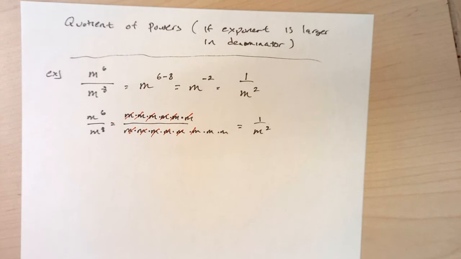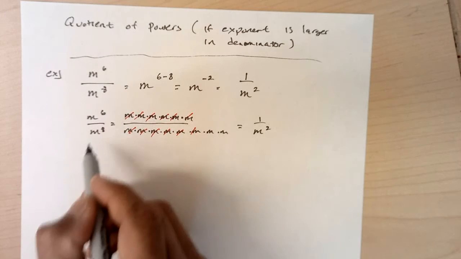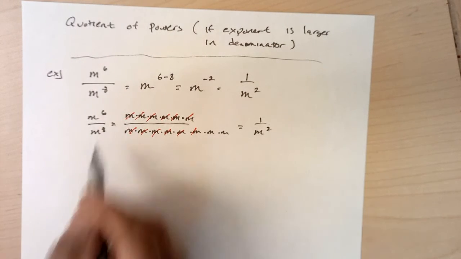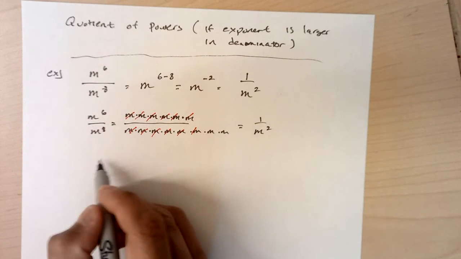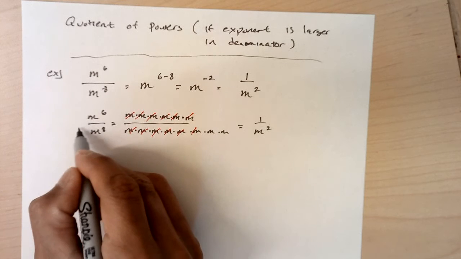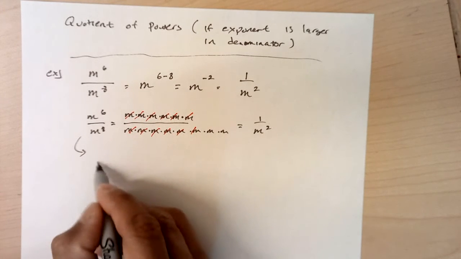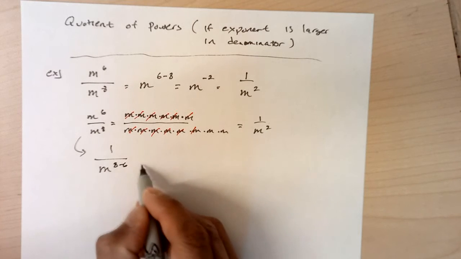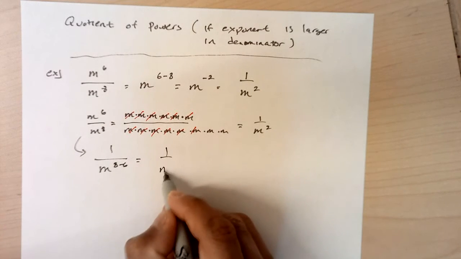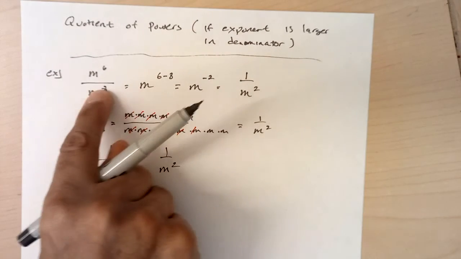So if you know that the base would end up in the denominator, and how you would know that is the exponent in the denominator is larger than the exponent in the numerator, you could automatically put the base in the denominator and do it like this. So m to the 6th over m to the 8th, still subtract the exponents, but it'd be 1 over m to the 8 minus 6, 1 over m squared. So you can do it this way.